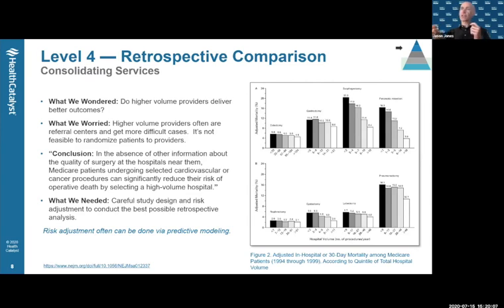And this is not something where we could really imagine sending patient A to a low volume surgeon and sending patient B to a high volume surgeon and then just crossing our fingers and seeing how things go.